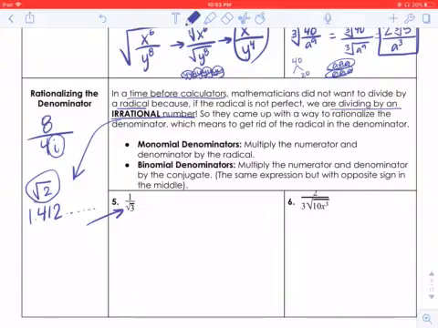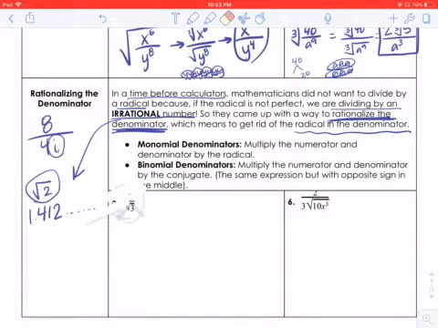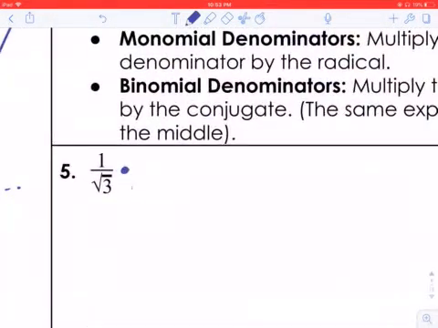So they came up with a way to do this thing called rationalize the denominator, which means get rid of the radical in the denominator. They basically decided that it was going to be a rule that this is not allowed. They didn't want that square root to exist. So if we have a denominator like this, we take the bottom and multiply by the thing that we want to get rid of, in this case, the square root of 3.